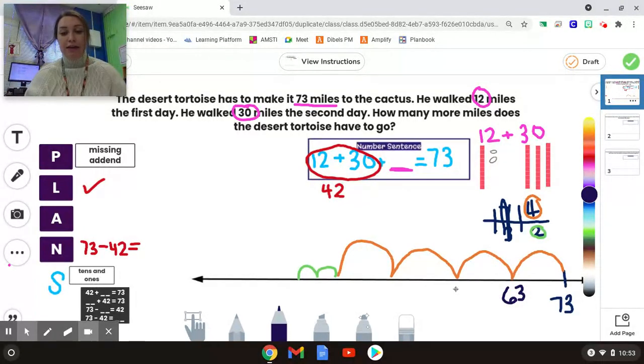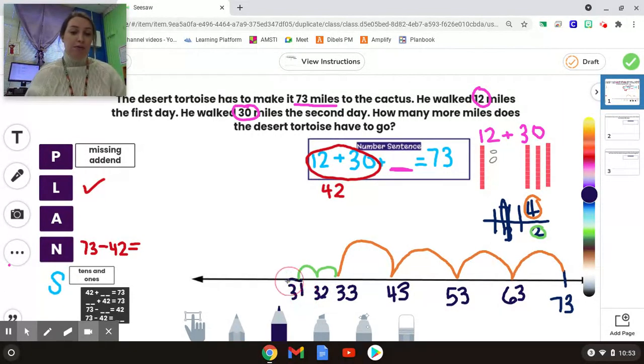63 minus 10 is 53. 53 minus 10 is 43. 43 minus 10 is 33. Now we're moving into ones. 33 minus 1 is 32. 32 minus 1 is 31.